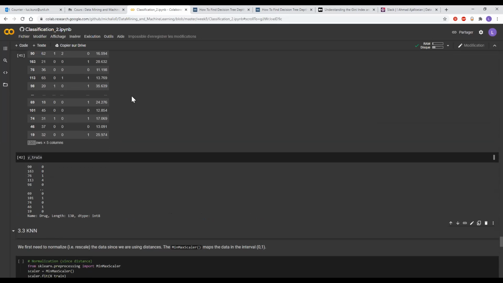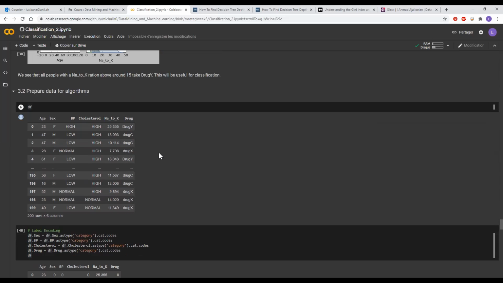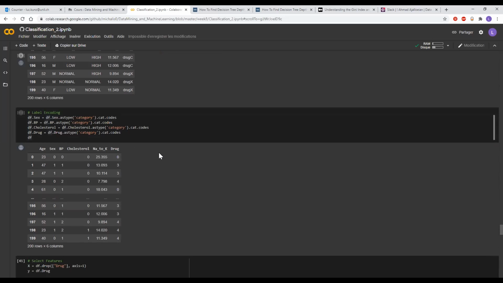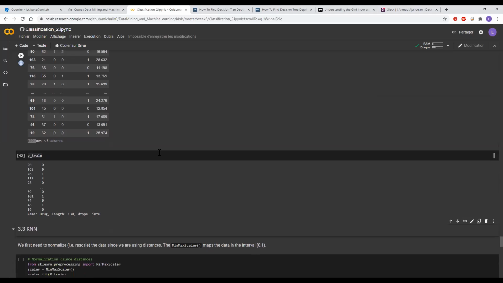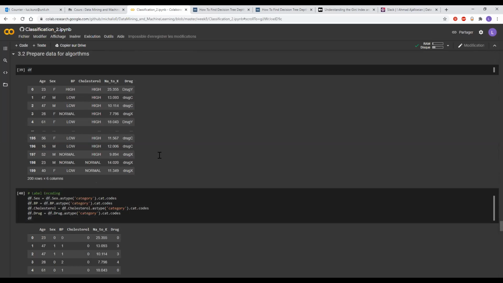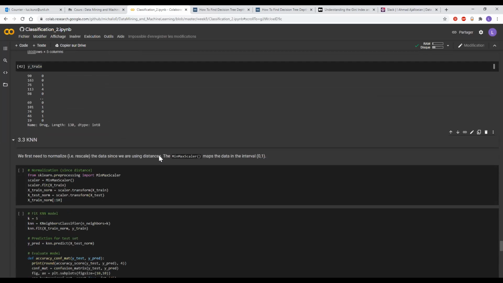Okay, any question on this at this point? So basically, as always, you encode, you split, and then you train the model. But in the case of KNN, there is one step that we have to do, which is to normalize, because we use distances between the points. So we have to normalize the data.